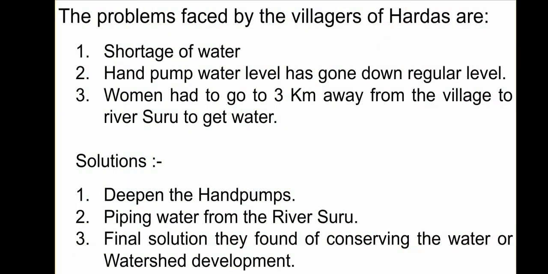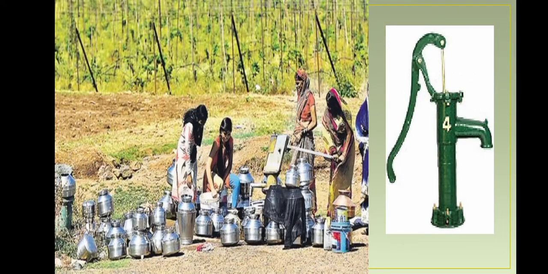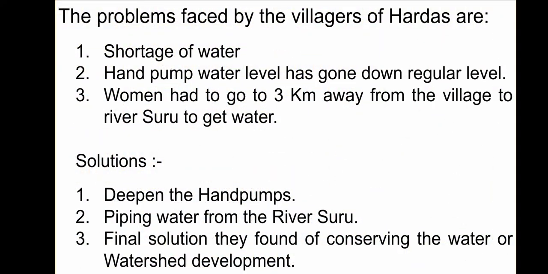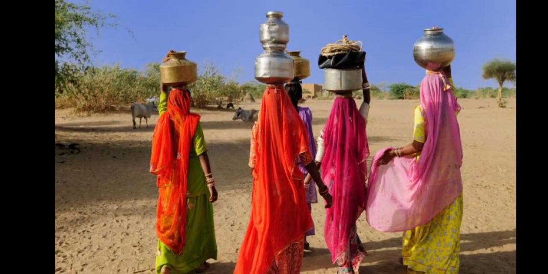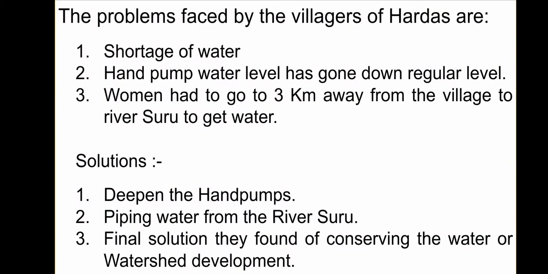So the first point is shortage of water. Yes, children, in the chapter we have studied that villagers in Hardas village were facing acute shortage of water. Point number 2 is that the hand pump water level had gone down than the regular level. So this was the problem. And next one is that women had to go 3 kilometers away to take water from river Suru. So these three problems were there in Hardas village, right?